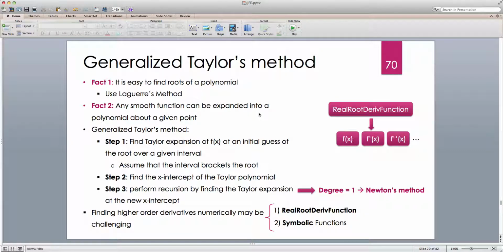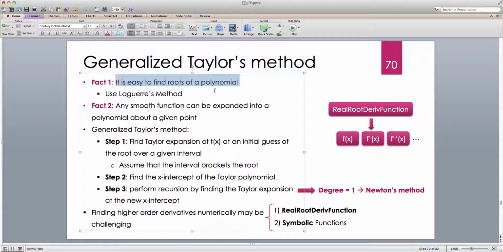In this tutorial I'm going to finish up our discussion on root finding algorithms. So one last thing that remains from root finding algorithms is the generalized Taylor's method, and it's based on two facts. Fact one is that it is easy to find the roots of a polynomial, and we have general methods such as Laguerre's method that can provide all the roots of a polynomial.